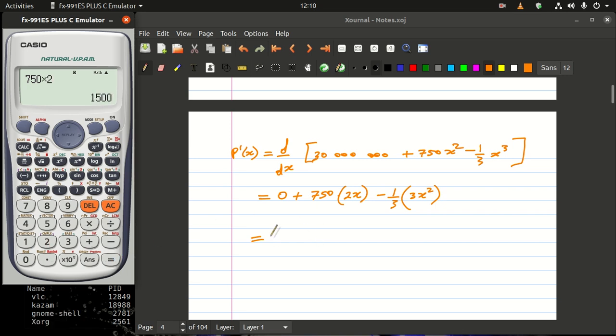Of course you will end up having 1500x minus this 3, and that 3 will cancel out, and then we'll end up having minus x squared. This is p prime of x, and to find the x coordinate of the turning point, you set p prime of x to be equal to 0. In other words, we want 0 to be equal to 1500x minus x squared.